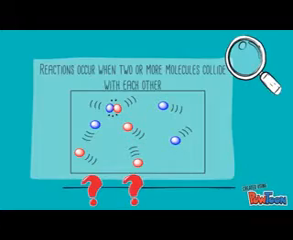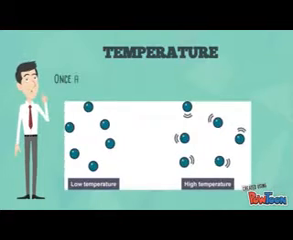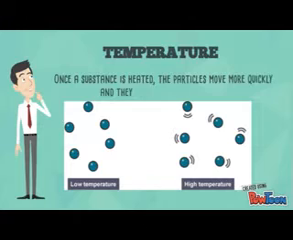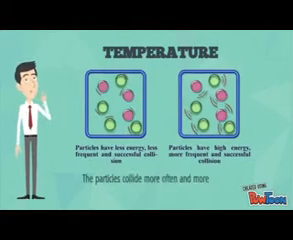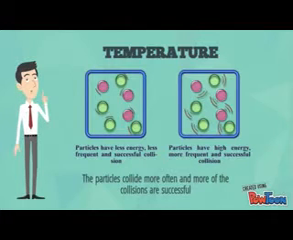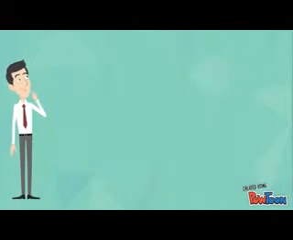Collisions occur when two or more molecules collide with each other and must possess enough activation energy, which is the minimum amount of energy needed to start a reaction. Temperature. Once a substance is heated, the particles move more quickly and they have more kinetic energy. The particles collide more often and more of the collisions are successful. The rate of reaction, therefore, increases.